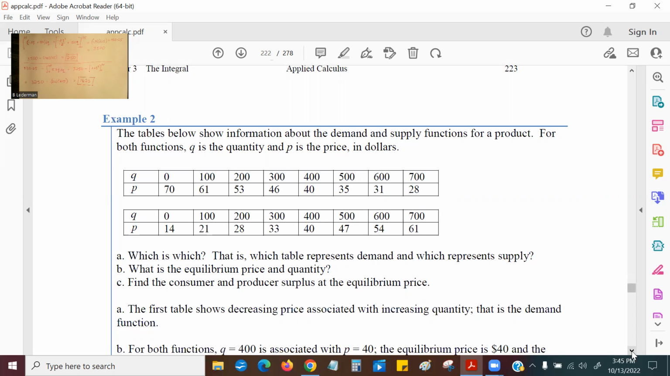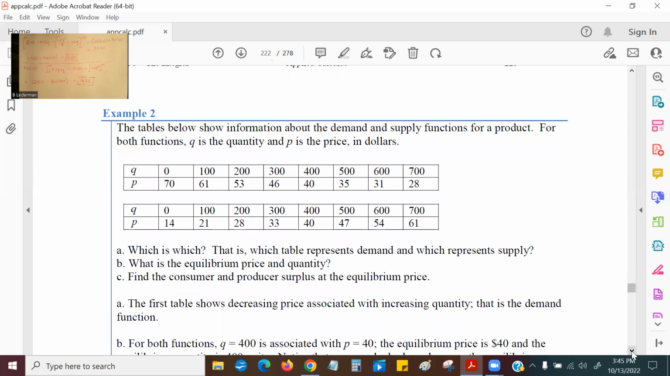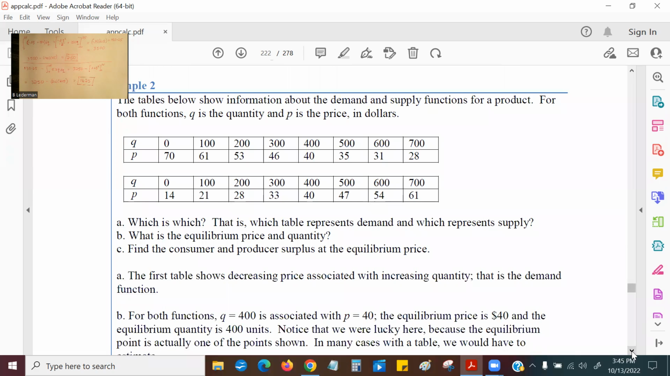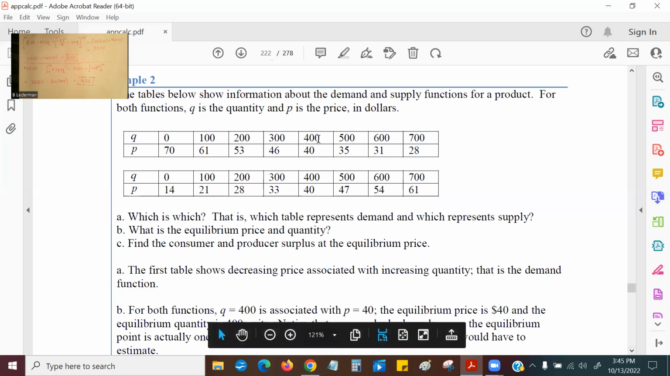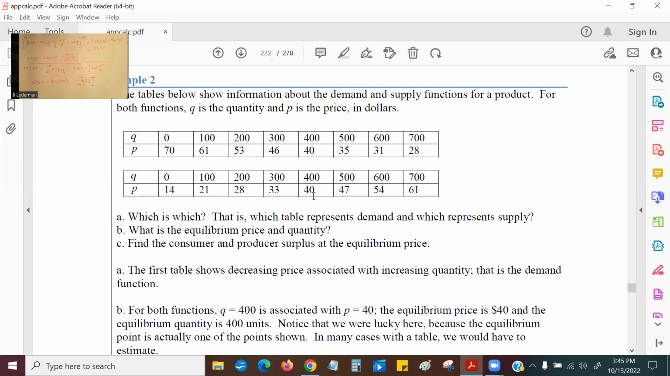Now, for both functions, let's look at B. For both functions, Q equals 400, which is associated with P equals 40. You see, 40 and 400 appear on both tables. Since the same P and Q appear on both tables, that must be the equilibrium. And see, it was as easy as that.